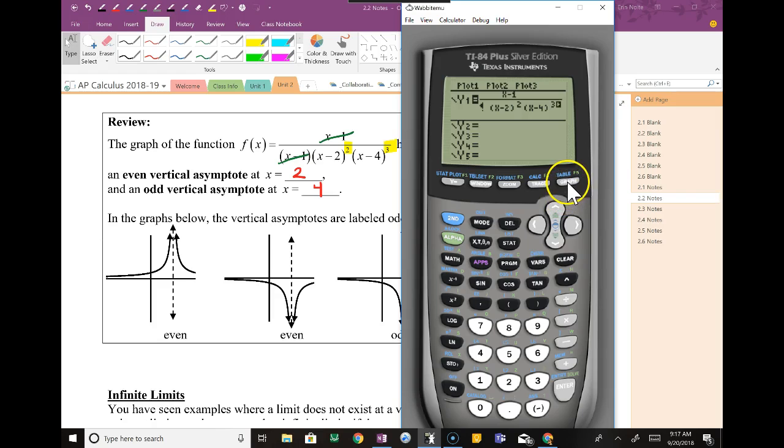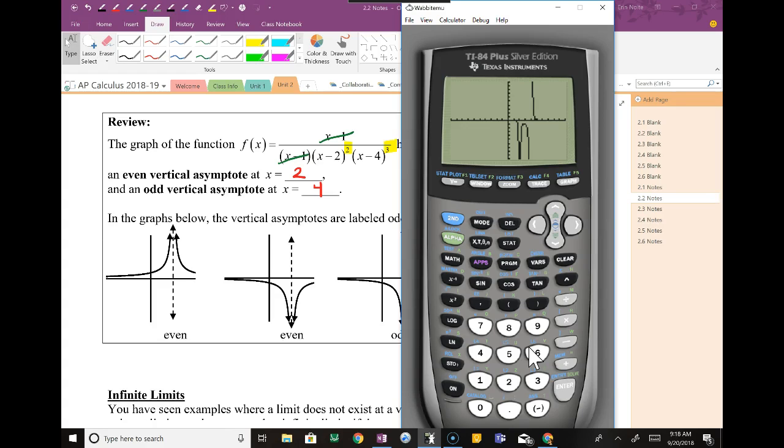A split. Are you ready? I'm going to hit zoom 6 because I don't know what window I was in before. For this function, this is not a great example. I kind of wish I would have done this in Desmos instead because of how pixelated this is and how steep the function is. But what is happening is there's actually a horizontal asymptote as well.